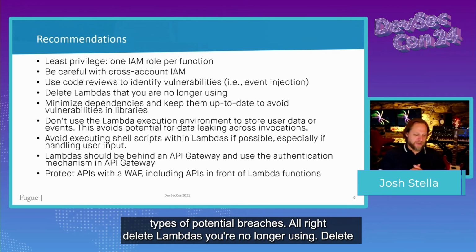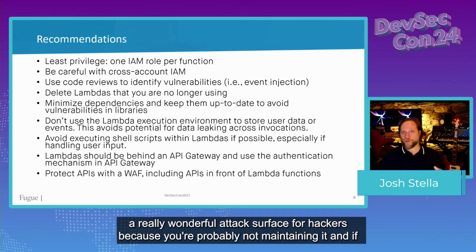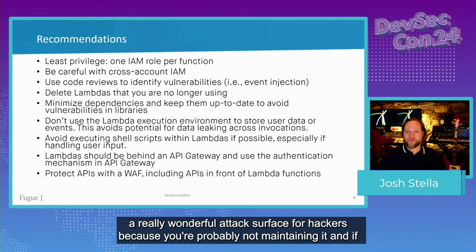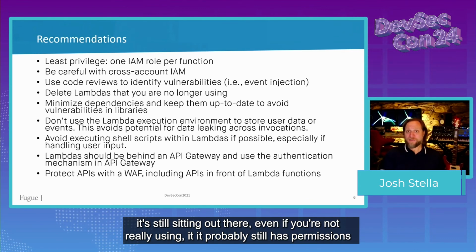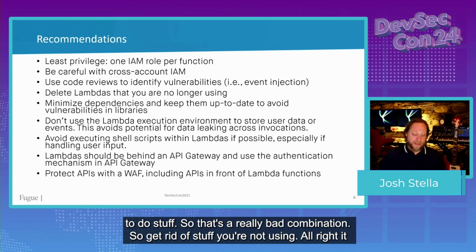All right, delete Lambdas you are no longer using. Delete everything you're no longer using. Stuff you've forgotten about, orphaned infrastructure, often is a really wonderful attack surface for hackers because you're probably not maintaining it. And if it's still sitting out there, even if you're not really using it, it probably still has permissions to do stuff. So that's a really bad combination. So get rid of stuff you're not using.